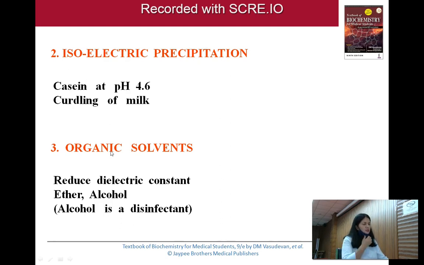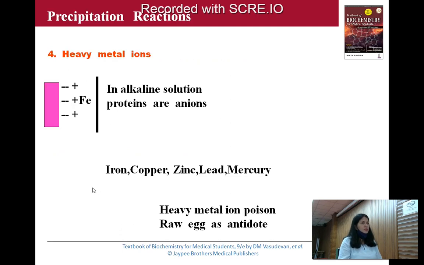Number three is organic solvents. Organic solvents like ether, alcohol and chloroform reduce the dielectric constant and remove the hydration layer surrounding the protein molecule, due to which the protein aggregates and gets precipitated out. Then again, proteins can be precipitated by heavy metal ions, by alkaline solution, or by acidic solution.